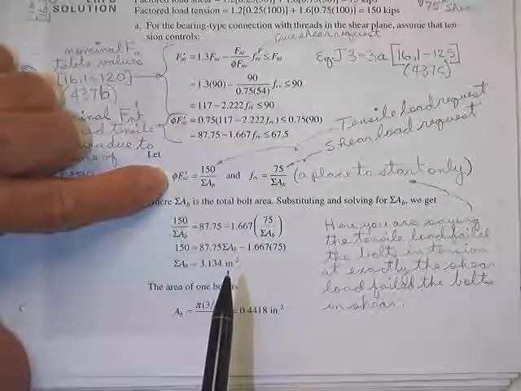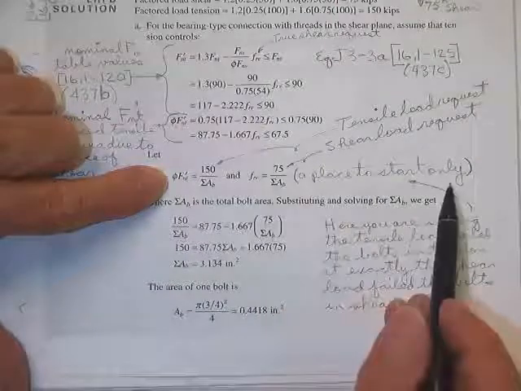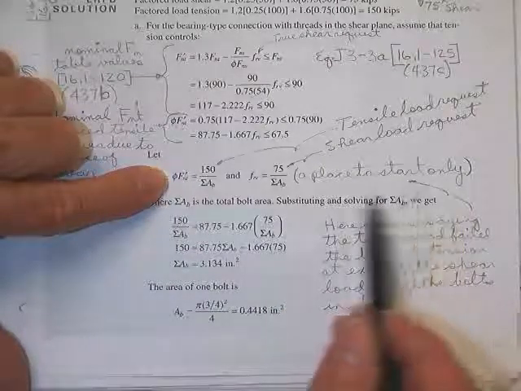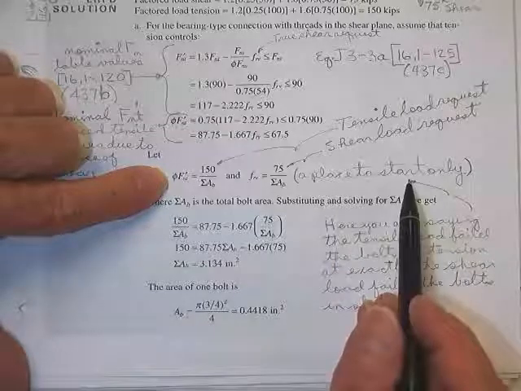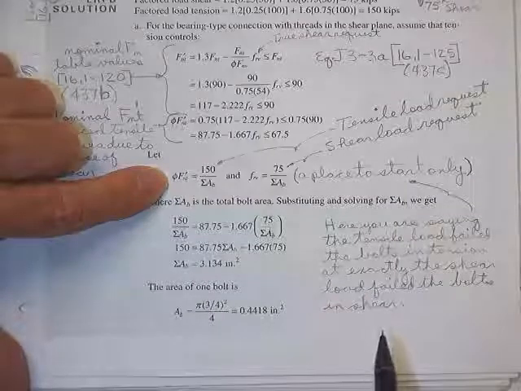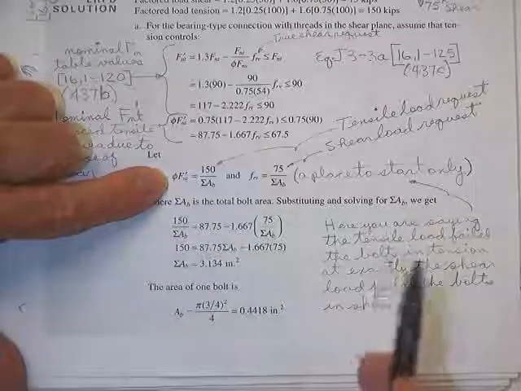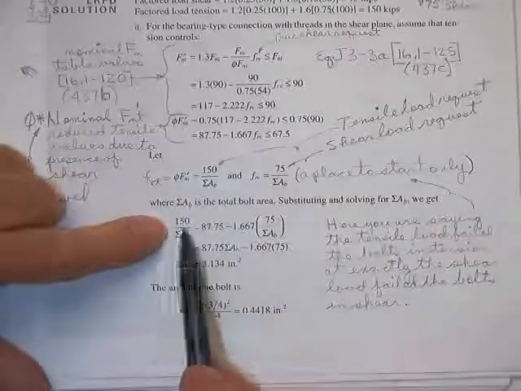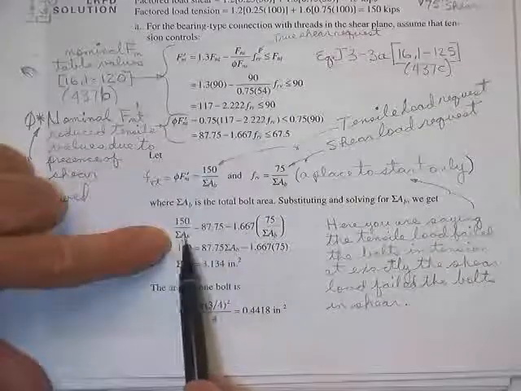I say, okay. He says, look, it's a place to start. Nobody says it's going to be perfect. Half the time you won't have enough bolts. Half the time you'll have too many bolts. But one thing's for sure, at least it gives you a point we found it's good to start. All right, so he's going to take 150 over the sum of the area of the bolts.